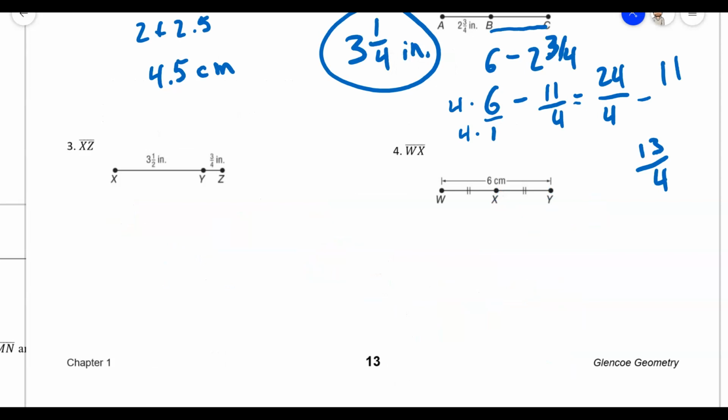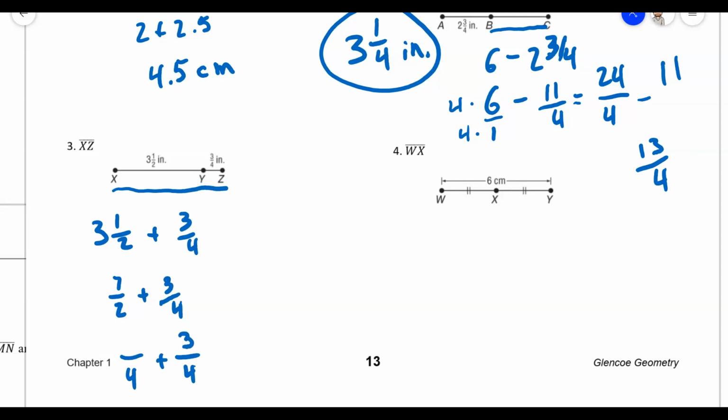Okay, and then the next one, we want XZ. We want the whole piece, and I have the 2 individual pieces. So in this case, we're going to have to add. I got to take 3 1/2 plus just 3/4. And notice again, I don't have the common denominator that I would like to have here. So 2 times 3 is 6, plus 1 is 7/2, plus 3/4. So we're going to have to write the 7/2 as fourths.